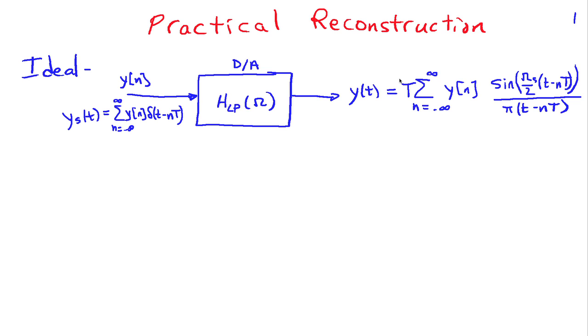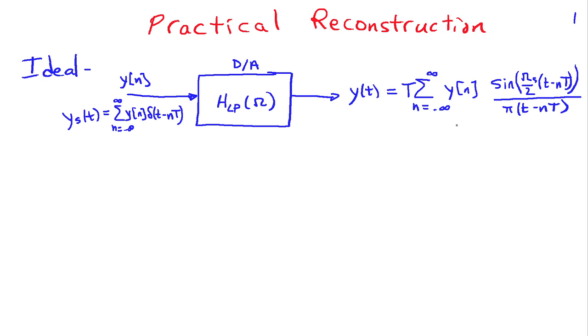to take the samples of the signal, pass them through an ideal low-pass filter, and that would result in a reconstructed signal y of t, which agreed with the samples of the original signal that was given by an infinite sum of the samples times shifted sinc functions.